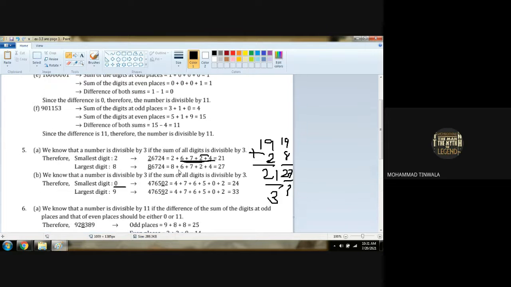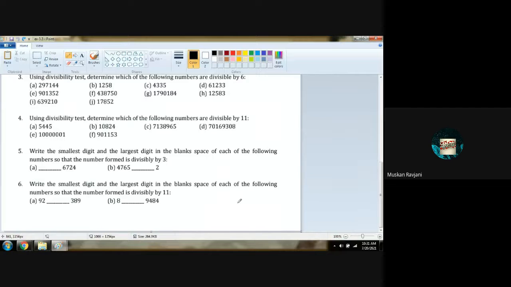Check here. Again, smallest, no doubt. If we take 0 in the place of the dash, you will get the total 24. 24 is divisible by 3. If we take the largest number as 9, we get 33, which is divisible by 3. Is that clear? Yes, sir, it is clear.